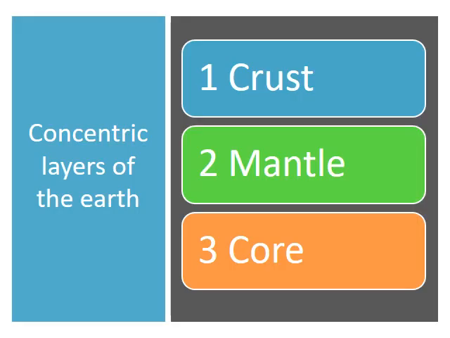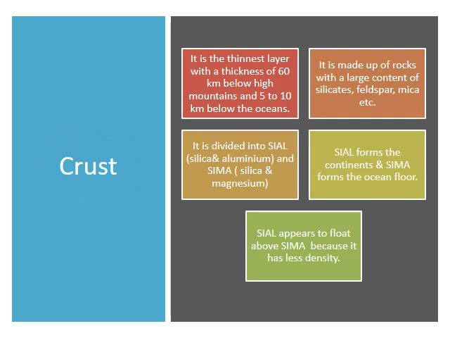Concentric layers of the Earth. 1. Crust. 2. Mantle. 3. Core. Crust. The characteristics of the crust of the Earth. It is the thinnest layer, with a thickness of 60 kilometers below high mountains and 5 to 10 kilometers below the oceans. It is made up of rocks with a large content of silicates, feldspar, mica, etc.